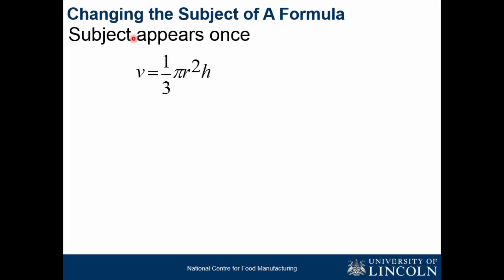Now this is still talking about when the subject appears once. So we have V equals 1 over 3 pi r squared h. Now our V is the subject of the formula. We want to make our r the subject of the formula. So what we want to do is to make r the subject of the formula. We want to try and make sure that everything is simplified.